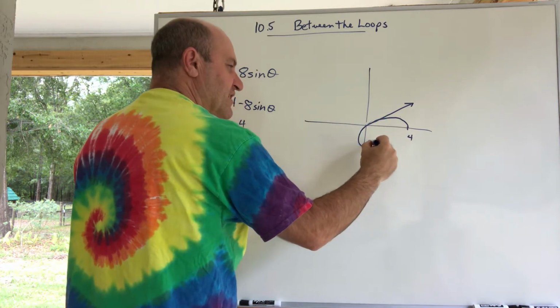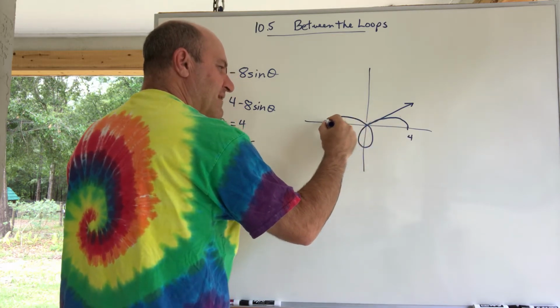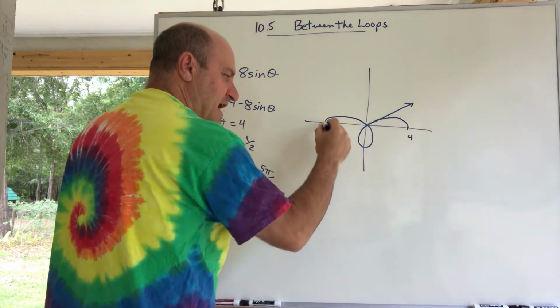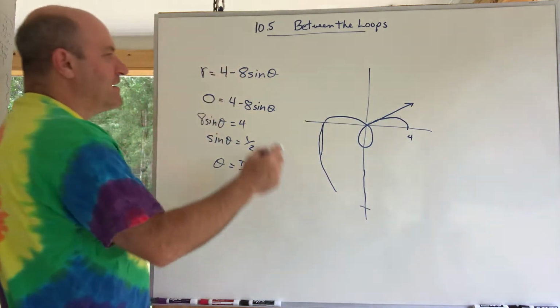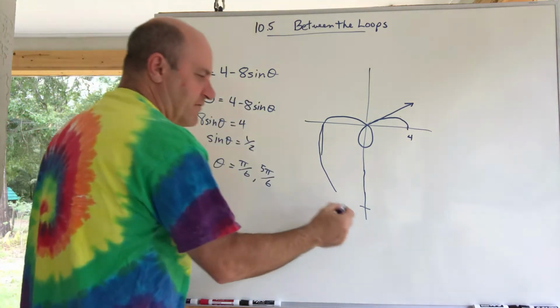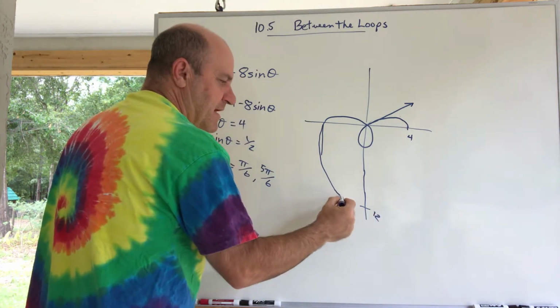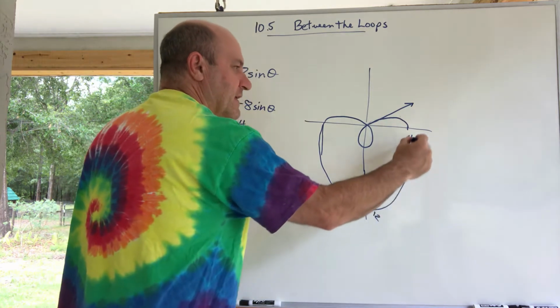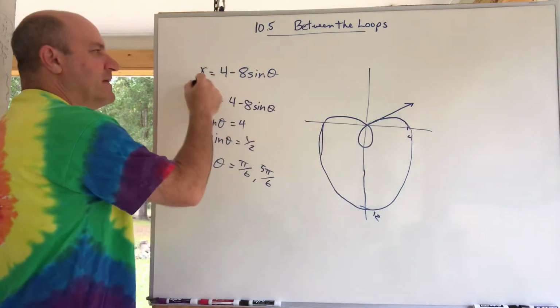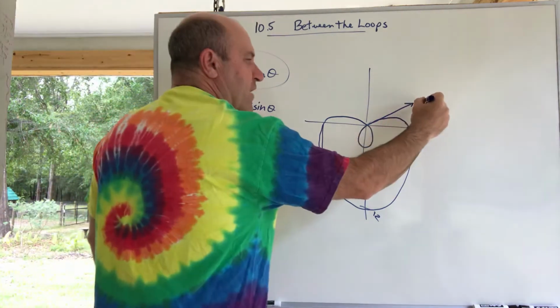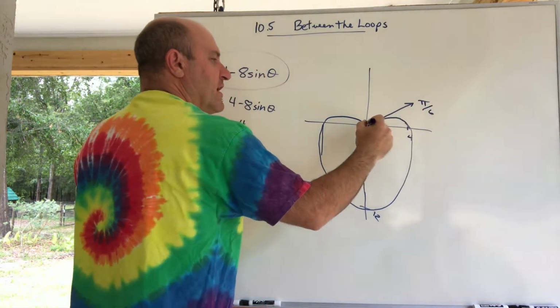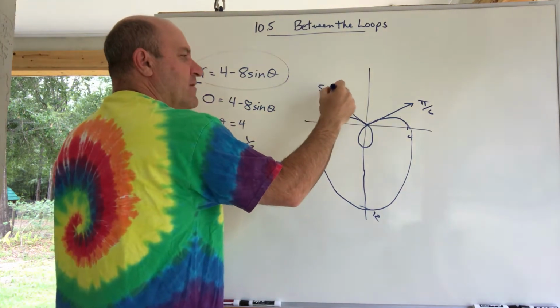It must do its inner loop. It comes back out like this, and it goes down probably to about 8 down here. Is that right? Or maybe even 12 down here. Doesn't really matter too much. So that's a picture of this limaçon with an inner loop. And we found one of the tangents at the pole, and here's the other tangent at the pole.